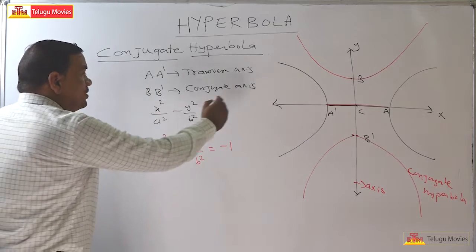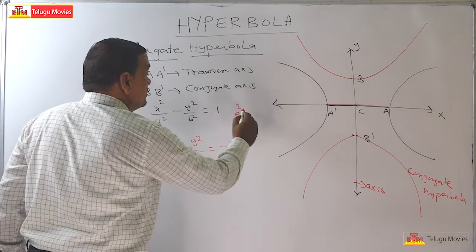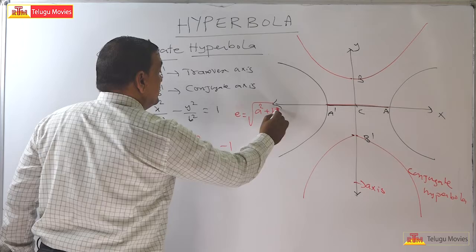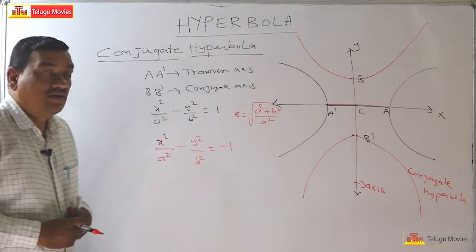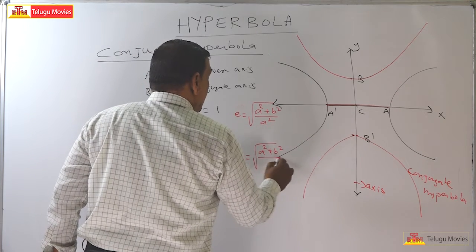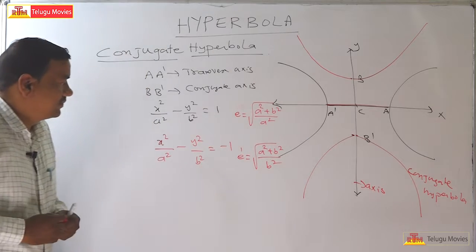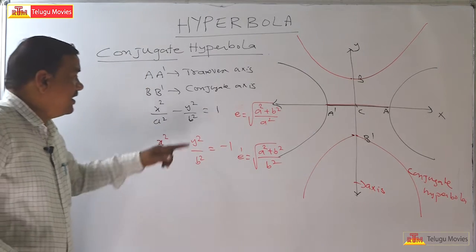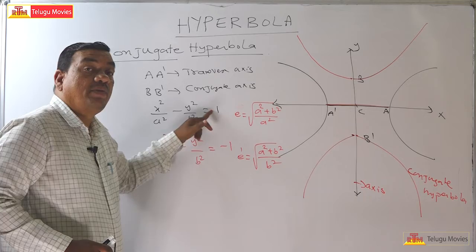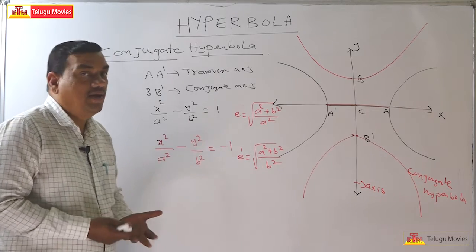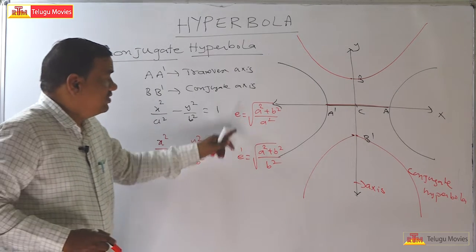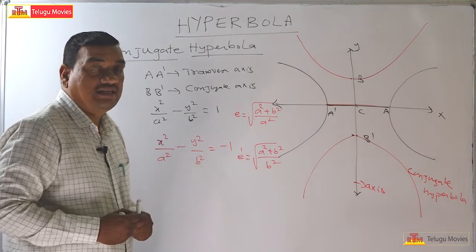Understand? Now coming to the eccentricity e. For the hyperbola, e is equal to root of a square plus b square by a square. For the conjugate hyperbola, the eccentricity e dash is equal to root of a square plus b square by b square. See here, the equations of the hyperbola and the conjugate hyperbola differ by the constant term: here it is 1, there you get minus 1. Between these two eccentricities we have a very nice result.